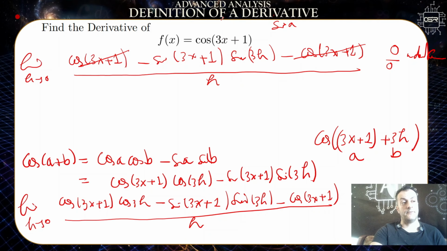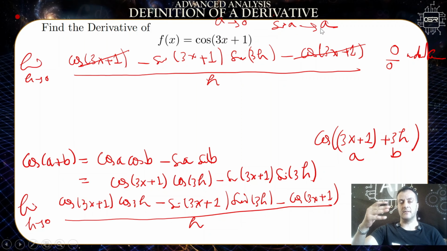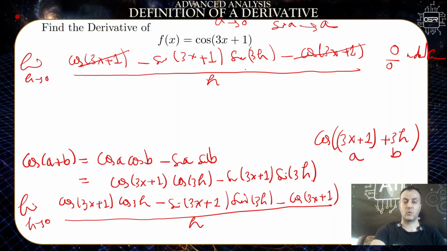Remember that if a approaches 0, whatever a is, then sine a approaches a. So sine a divided by a becomes 1. But here you have sine 3h. We need an equivalent quantity in the denominator for this quotient to become 1. So a trick to do that is by multiplying in the denominator and the numerator by 3. Let's multiply by 3 both in the numerator and the denominator.